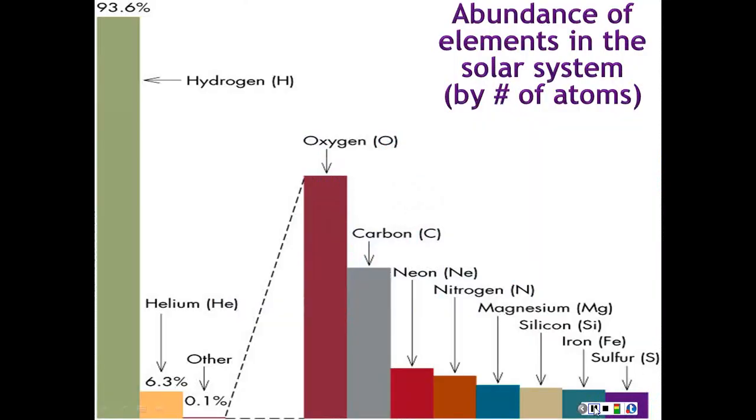And so here we have the abundance of elements by number of atoms in the solar system. So we can see right here that hydrogen is nearly 94% of everything by atom. It's about 75% by mass, because obviously it's the least massive element. And then helium is a small fraction. And then after that, the other 0.1% of atoms are in all the other elements, the most abundant of which are oxygen, carbon, neon, and so on.